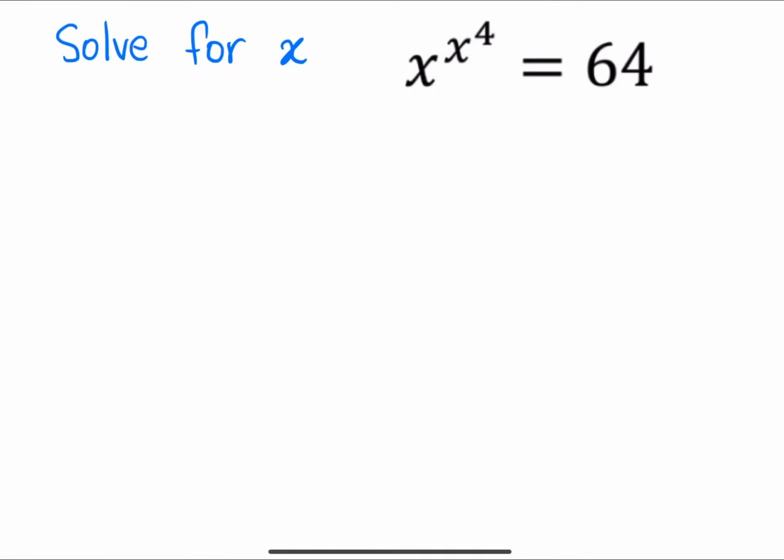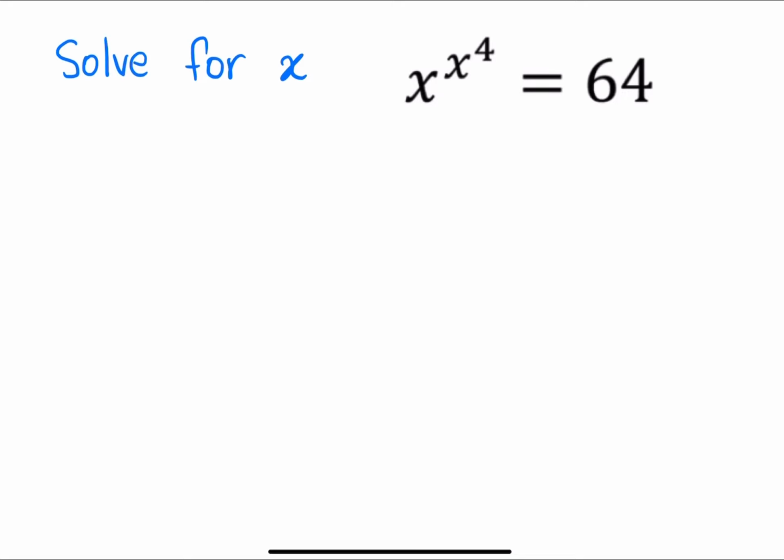Hi everyone. Today we're going to be solving this algebraic equation which consists of exponents. This question has been asked in a Canadian Math Olympiad and I thought it was nice, so I thought I'd share the answer and solution on how to get it. So in this video, that's what we're going to be talking about.